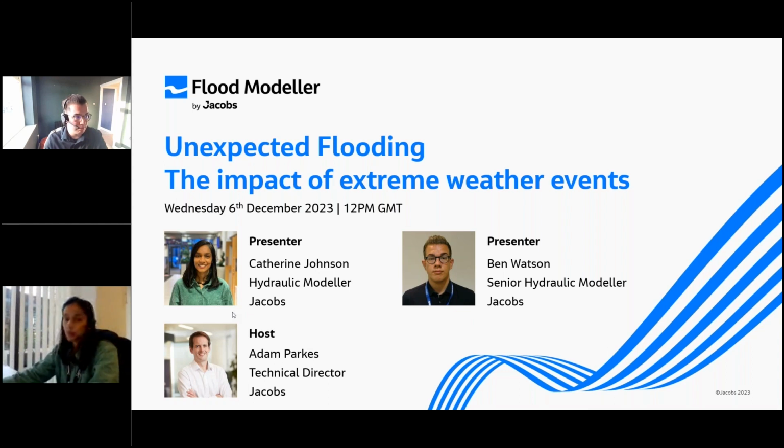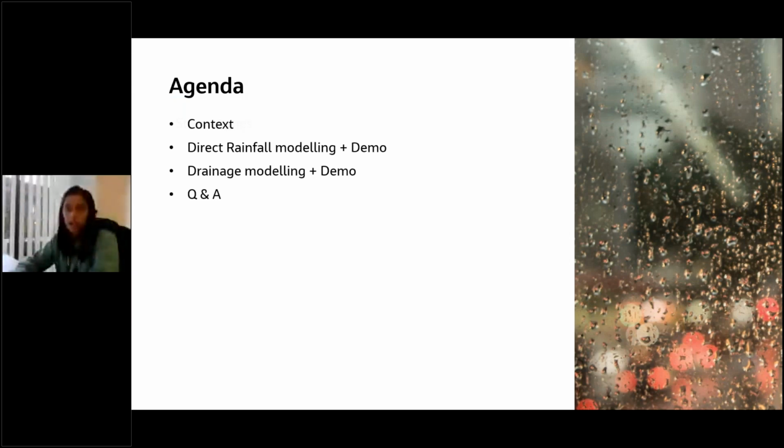Okay, so before we get going, we're both going to give you a bit of context as to why direct rainfall modeling is useful and important. And then I will talk about what is needed to model flooding from direct rainfall and show you a demonstration of how to do this in Flood Modeler. And then Ben will talk you through drainage modeling and its value, and we'll also do a demonstration by adding the drainage network to the model that I would have showed you. And then after that, we will have some time for questions and answers.